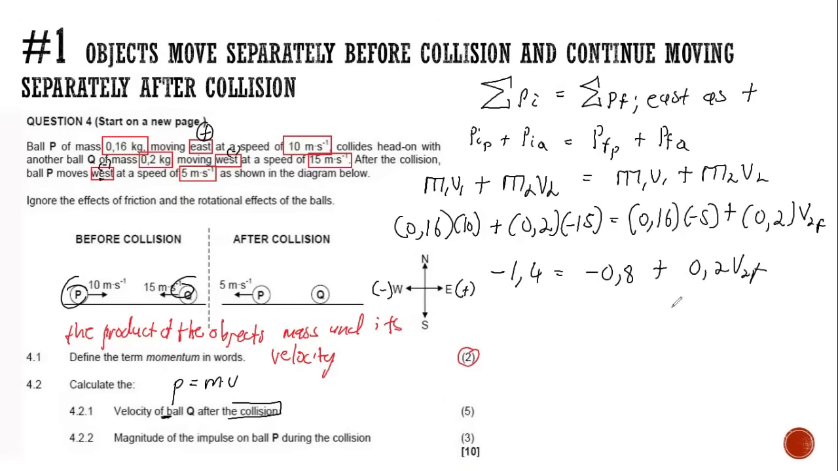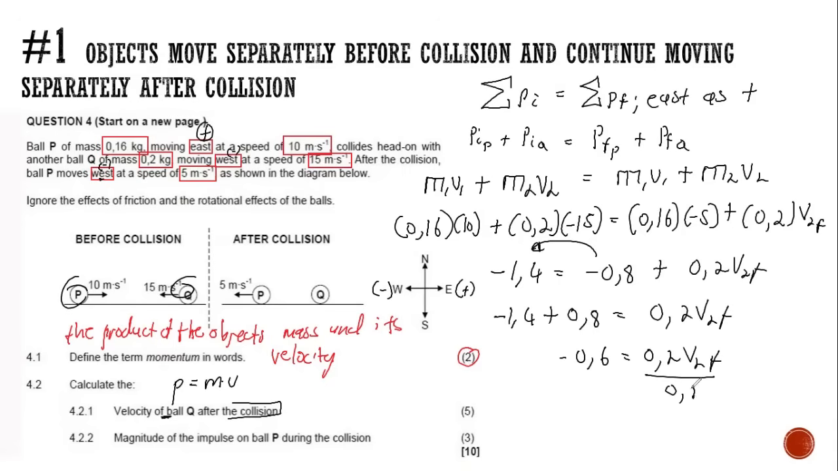0.2 V2 final. Now, obviously, knowing our maths, we have to take this one and transpose it over to this side. We have negative 1.4, and then plus 0.8 is equals to 0.2 V2F, right? Now, we're going to have negative 1.4 plus 0.8, which will give us a negative 0.6, and then is equals to 0.2 V2F. And then dividing both sides by 0.2, then we can conclude that therefore our V2F will be equals to, punch that into your calculator, that's negative 3 meters per second, right?